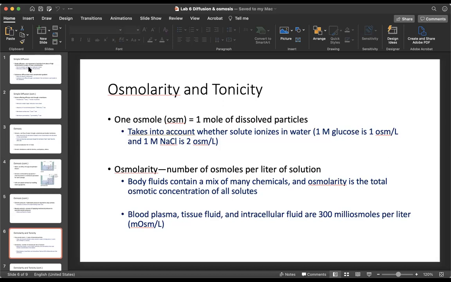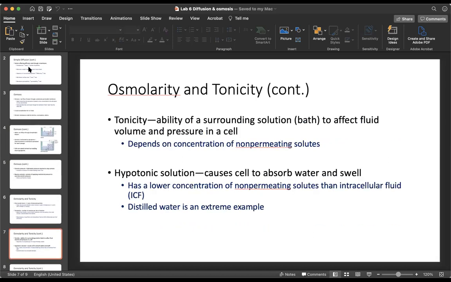This is how you turn salt water into fresh water. Don't worry about the osmolarity slide. I won't ask you about osmoles or osmolarity. Just understand that tonicity and osmolarity are kind of related. The more dissolved solids you have, the greater the tonicity, or the ability of a solution to affect fluid volume and pressure of the cell.